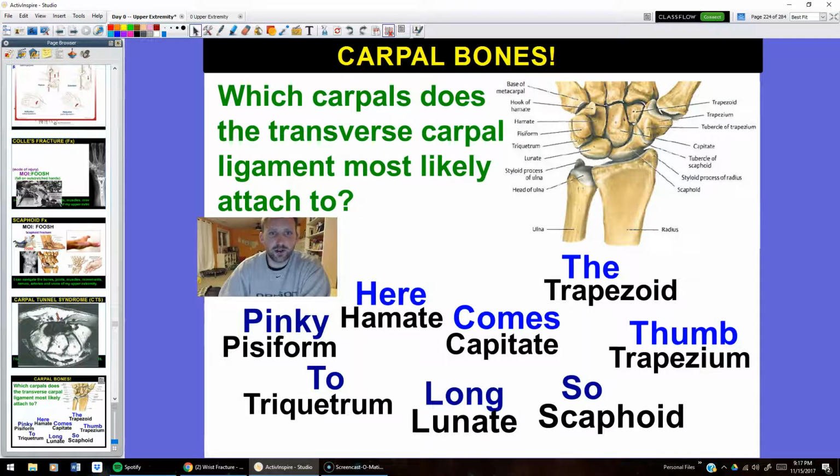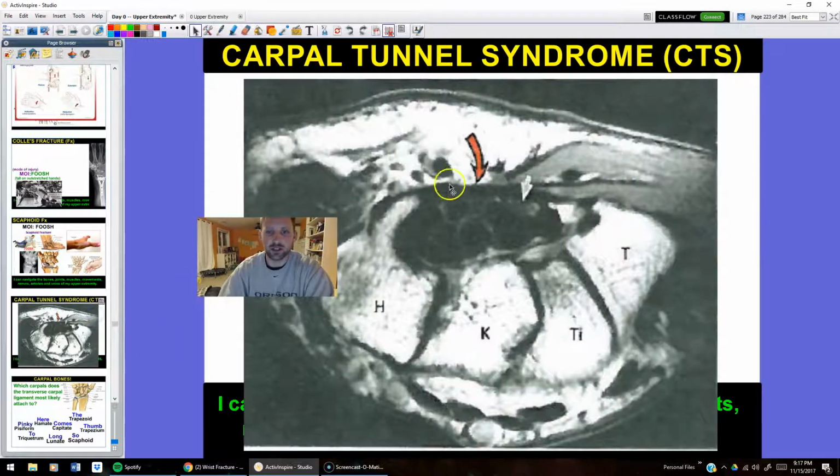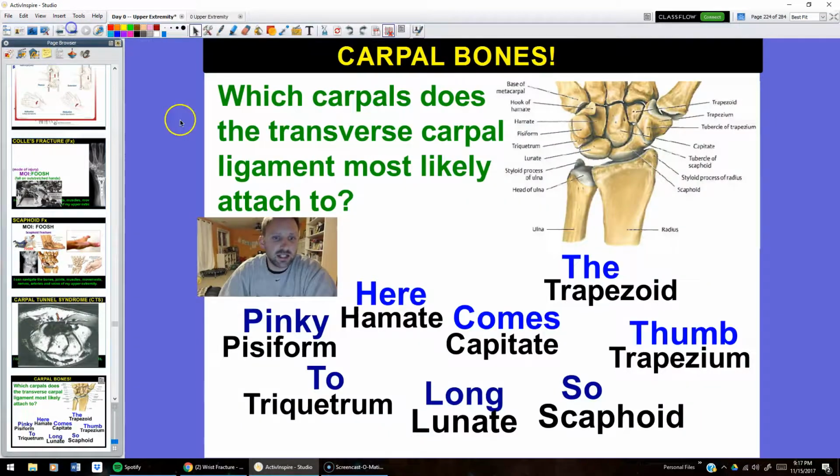So quick review. This is actually the transverse carpal ligament. Transverse carpal ligament is that ligament that runs on top of this picture we just saw. This ligament up here is the transverse carpal ligament. It runs across the palm in a transverse way. So transverse carpal ligament right above the carpal bones. So can you guys guess which carpal bones that transverse carpal ligament attaches to? And there's 4 of them.